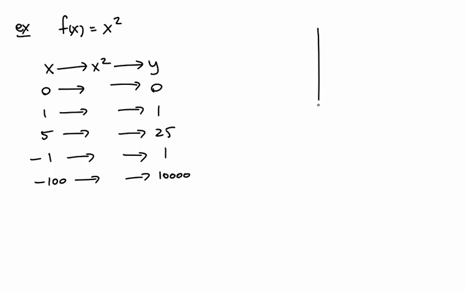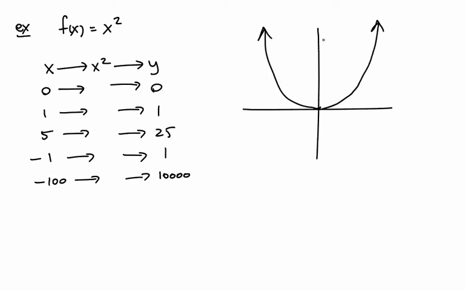And again, looking at this as a graph, it looks a little bit like this. This is our y direction, this is our x direction, and there's 0, 0, and some other points.